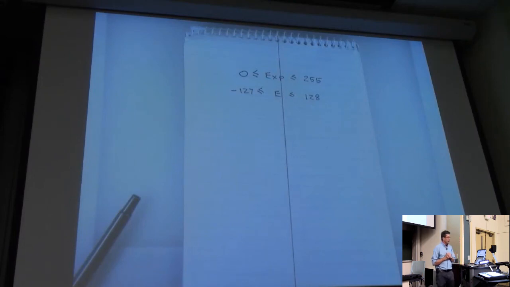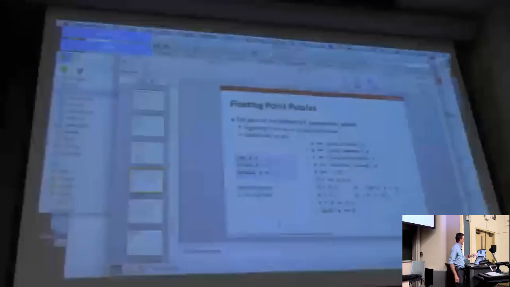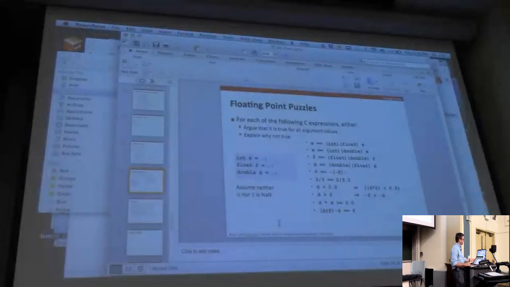All right, so the final thing I want to do today is solve some puzzles to test our understanding of these properties of floating point numbers. So imagine that we have three values: x is an int, f is a float, and d is a double. And then we're evaluating these C expressions. So, is x equal to int of float x?